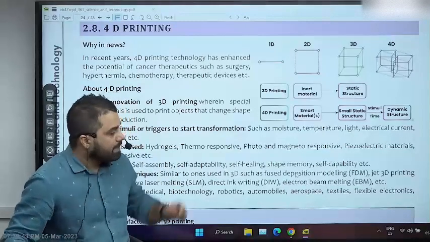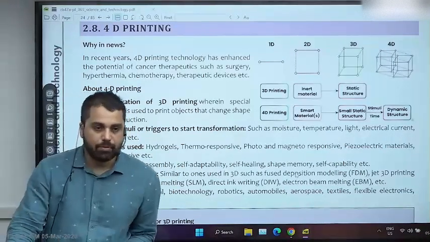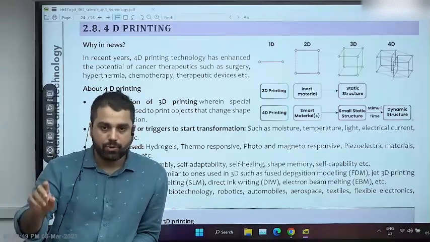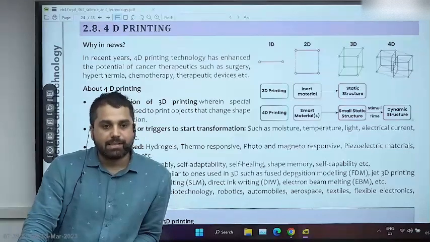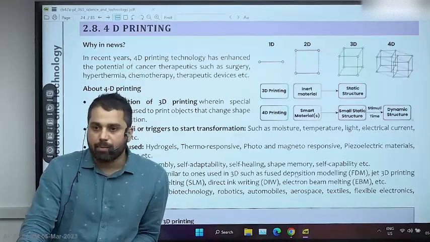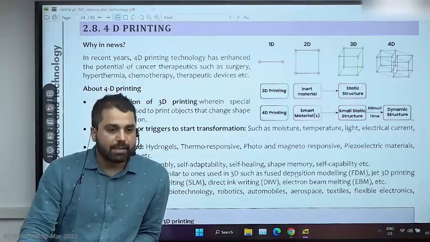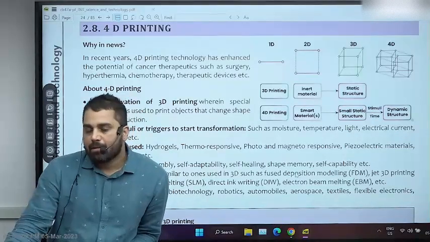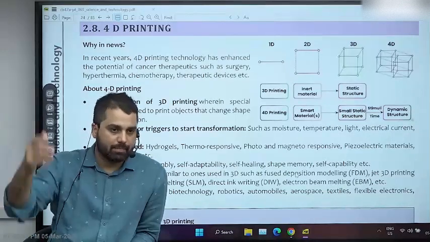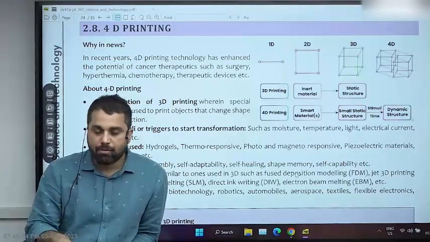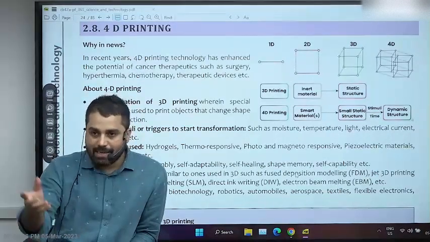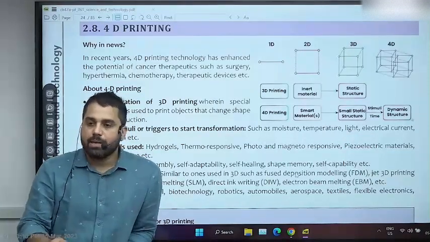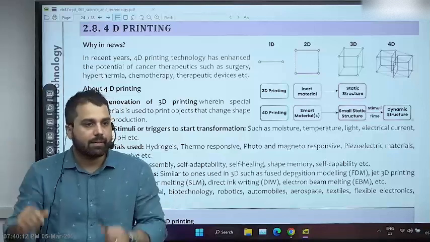So 4D printing goes one step ahead. 4D printing simply means 3D printing plus the use of certain materials which take their final shape depending upon a stimulus. There are materials which are flexible. For example, you have made a model of something, but that model is made of a material such that the moment you heat it up, it takes an entirely different shape. Or the moment you put it into water, it takes a different shape.